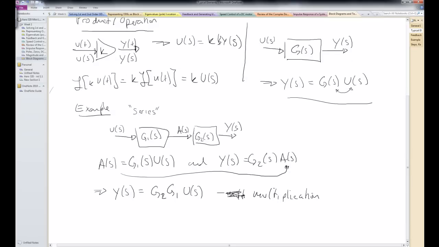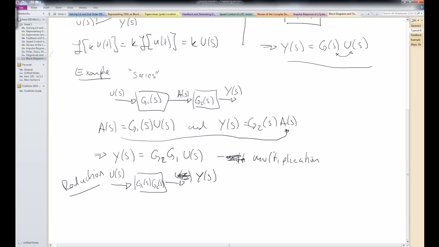I can reduce this down to one block by saying that U of S feeds into G1 of S times G2 of S, and then out comes Y of S. So this idea of block diagram reduction becomes useful when trying to collapse a bunch of different blocks down into one block.